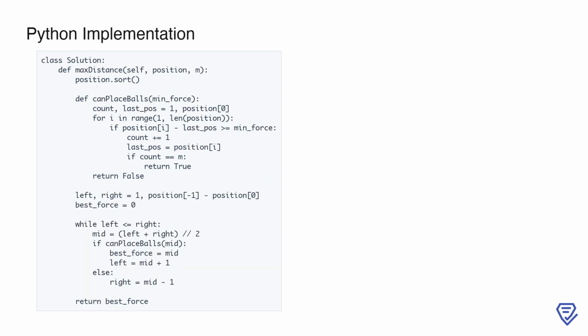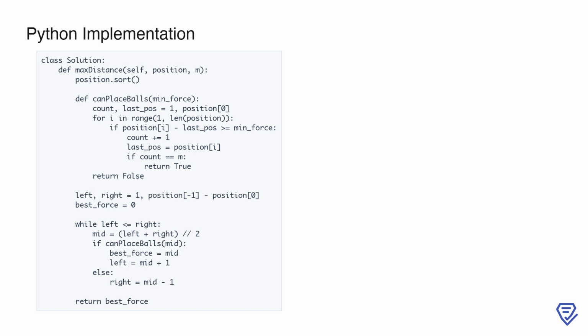This code implements a binary search solution to maximize the minimum magnetic force between M balls placed in a sorted list of basket positions. Here's the explanation. 1. Sorting the positions. The first step is to sort the position array. This ensures that the basket positions are in ascending order, which simplifies the placement of balls. 2. Binary search setup. We define a binary search range. The smallest possible force, left, is 1, the minimum distance between adjacent positions, and the largest possible force, right, is the difference between the first and last positions. The variable best_force will store the maximum valid force found.